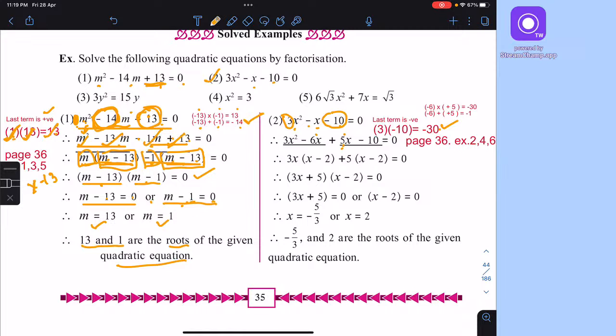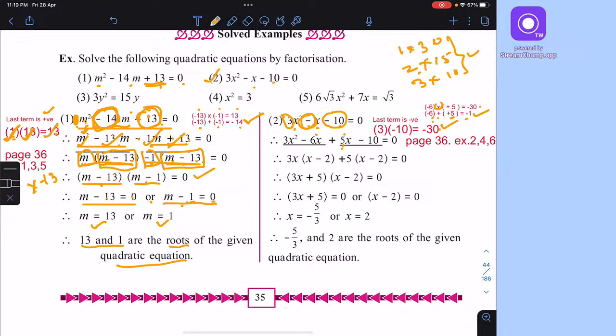So factors of 30 you can get several ways. 1 into 30, then 2 into 15, then 3 into 10, etc. But what you want is that pair where the product is minus 30. All this product is minus 30, that is okay. And sum you want minus 1, because here you are having the coefficient of the middle term is minus 1. So here you are not getting the sum as minus 1. So only this pair you are getting, minus 6 and plus 5. The product is minus 30 and the algebraic sum is minus 1.